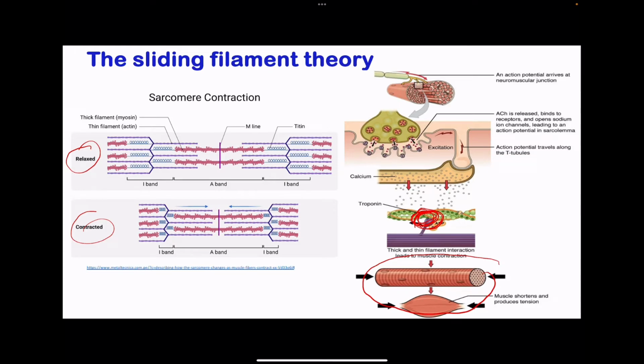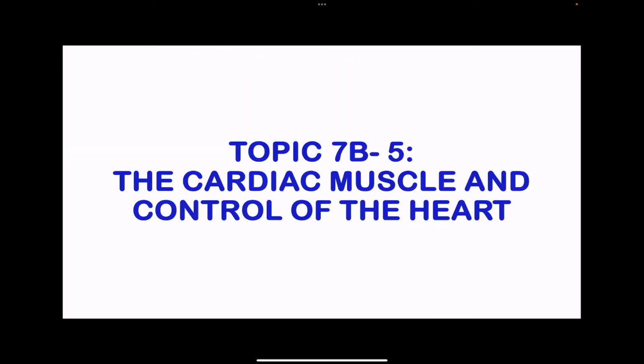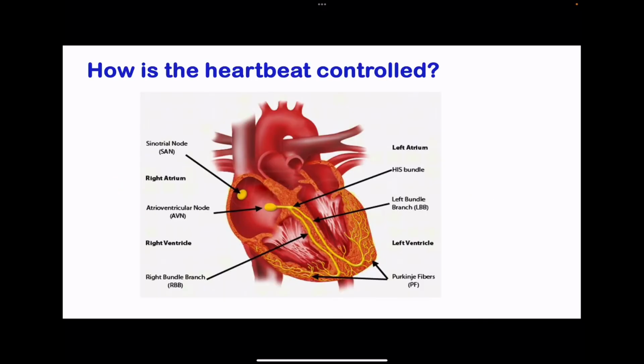When the muscle relaxes, calcium ions are pumped back into the sarcoplasmic reticulum. The tropomyosin covers the myosin binding site on actin, and the muscle fiber returns to its resting state. Going on to topic 7b5, the cardiac muscle and control of the heart. The cardiac muscles are myogenic, meaning they contract without external stimulation. They also have an intrinsic rhythm, which is built in.